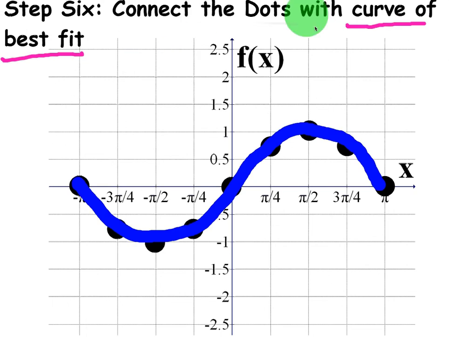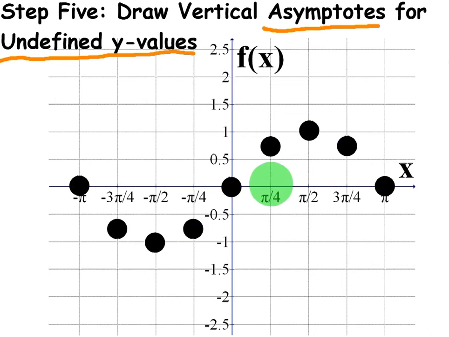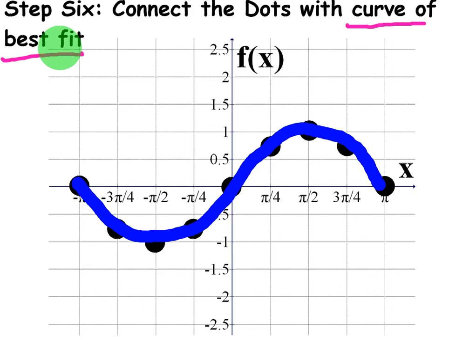Step 6 is to connect the dots with the curve of best fit. So obviously, like I said before, this is an obvious curve. Okay, now we do not want to draw arrows here because it doesn't just go down, right? It's going to oscillate. So all you need to do is just basically connect them with some kind of curve that makes sense to you. So again, that's step 6, connecting the dots with the curve of best fit. So now we can start to see what sine of x looks like. It looks like an oscillating curve, right?